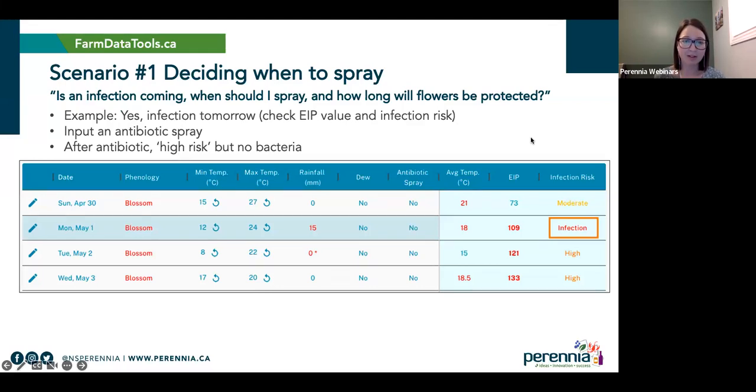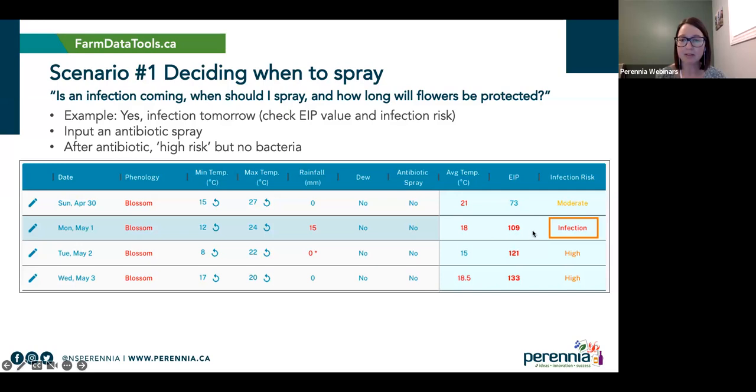So here's the scenario that I've put together, and I've entered in some minimum and maximum temperatures to produce some bacterial growth, basically. So in this example, and it's not occurring right now, this is just an example, infection is being predicted on the next day. So the first line is the current day, and the next line is the next day. So an infection is being predicted, and how we can tell is by looking at the bacterial growth under the EIP, and the infection risk is saying infection.